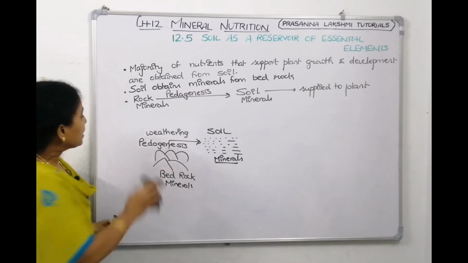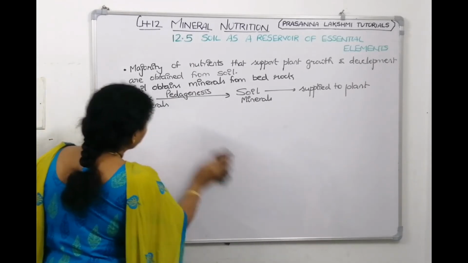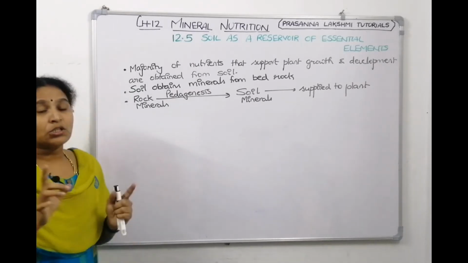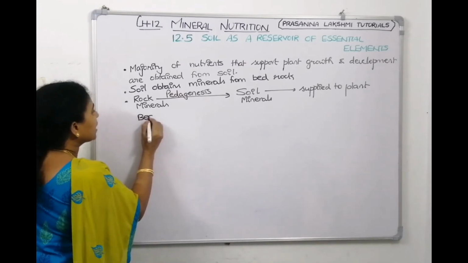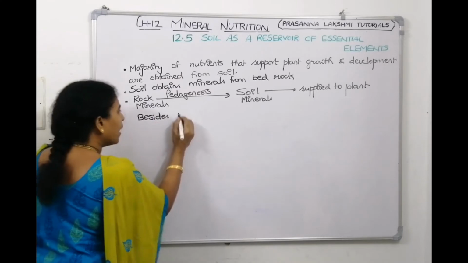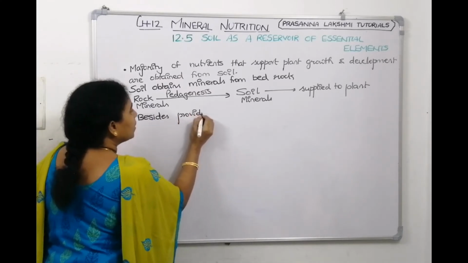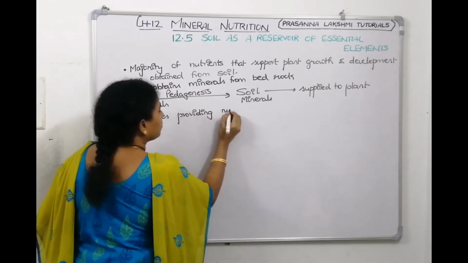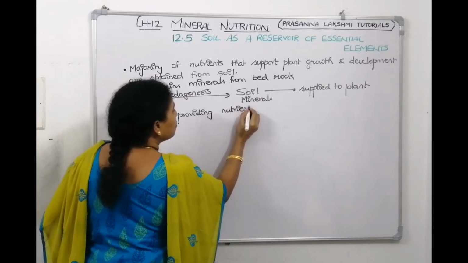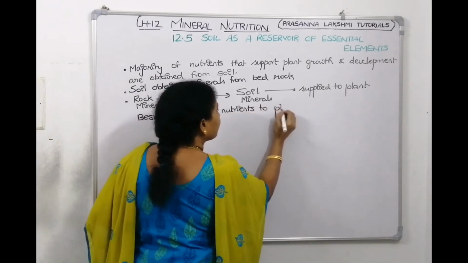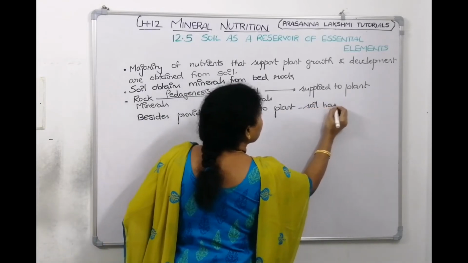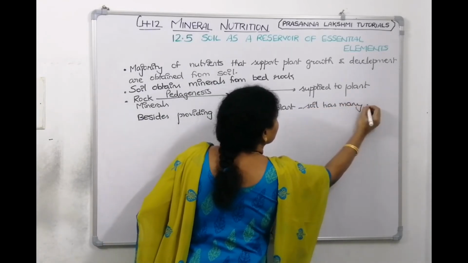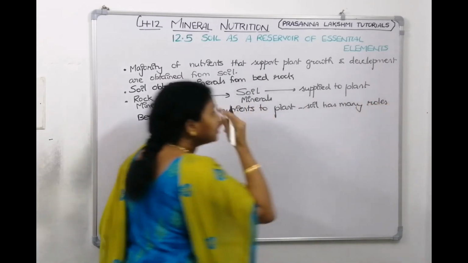Understood? Now, besides providing nutrients to the plant, soil has so many functions to do. We can write down: besides providing nutrients to the plant, soil has many roles.